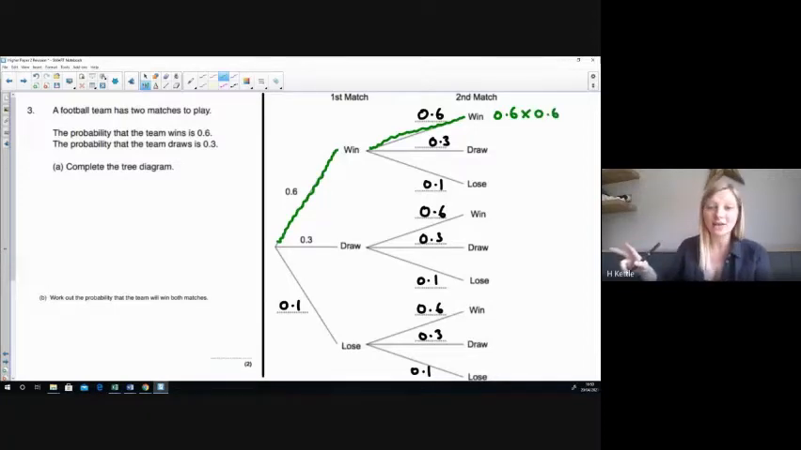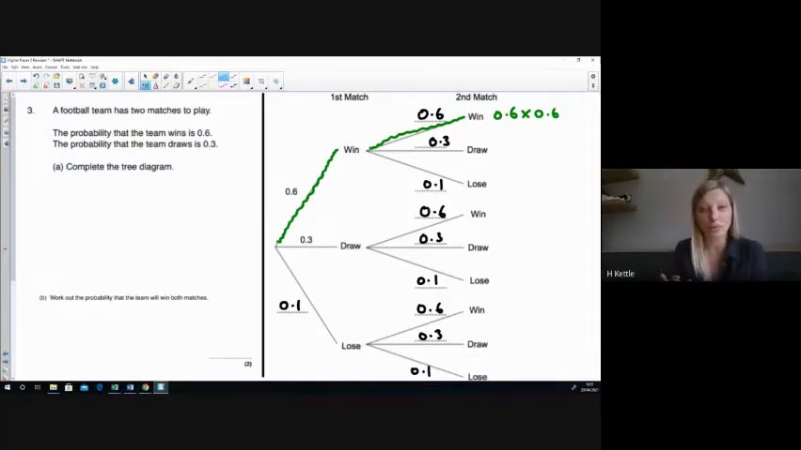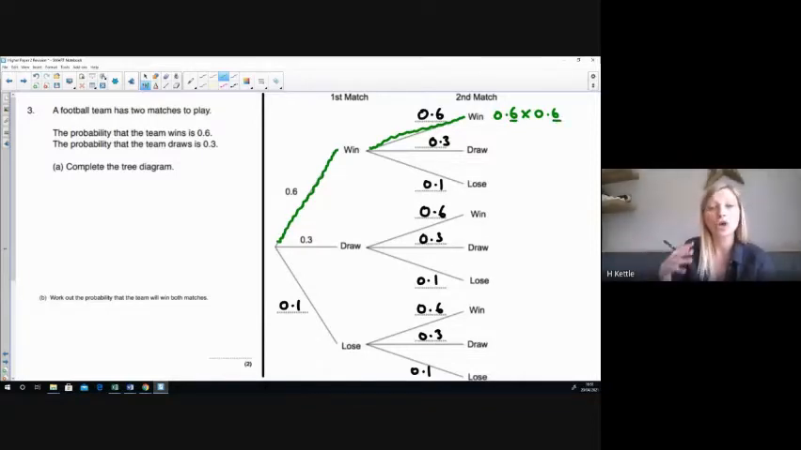Now the most common mistake I see here is people tell me that's 3.6 because they're doing 6 times 6 is 36. And then they're telling me that's 3.6. Think very carefully. 3.6 does not make sense in probability. Probability, 1 is certain. So greater than 1 can't be right. So 0.6 times 0.6, you've got 2 numbers after the decimal places in the question. So you're also going to have 2 numbers after the decimal places in the answer. So that is 0.36. And that makes more sense as an answer for probability.